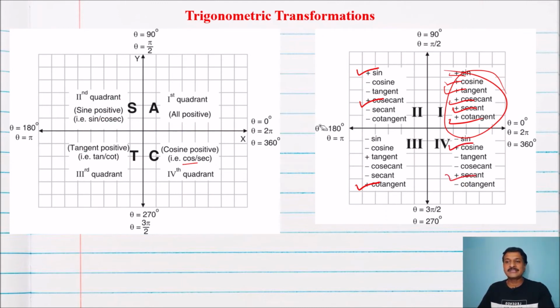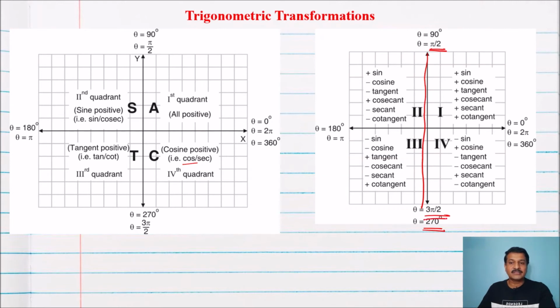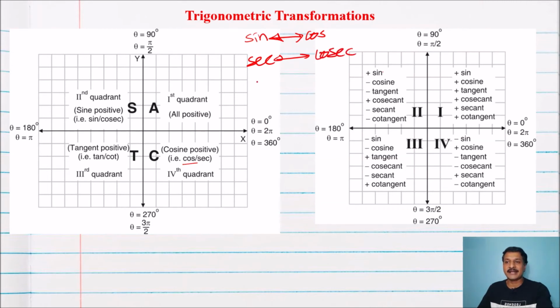So how to use these figures? Let's consider one example. For your understanding, note that when we are using this line, meaning 90 degree or pi by 2, or 270 degree or 3 pi by 2, then sine changes to cos and cos changes to sine, sec changes to cosec and cosec changes to sec, and tan changes to cot and cot changes to tan.